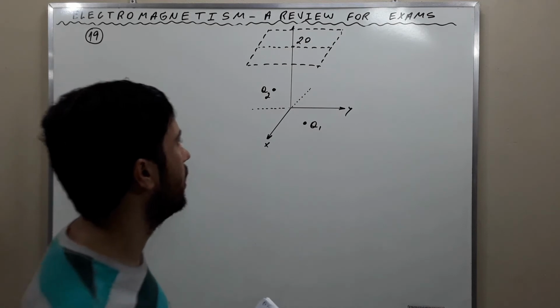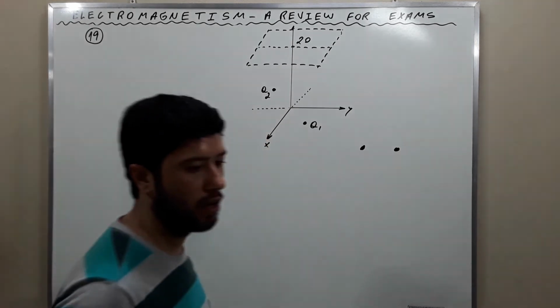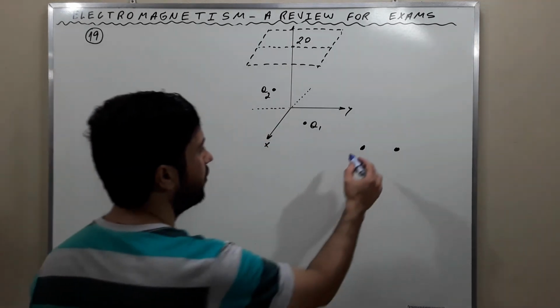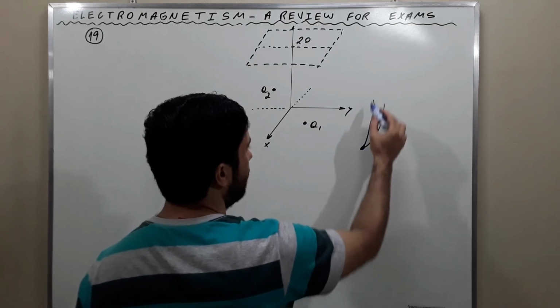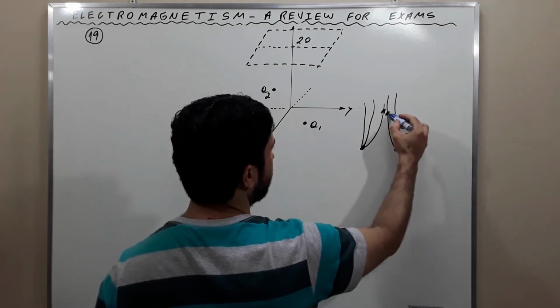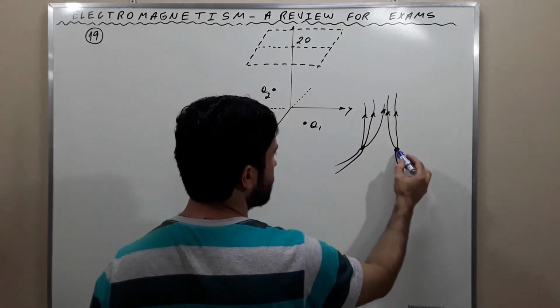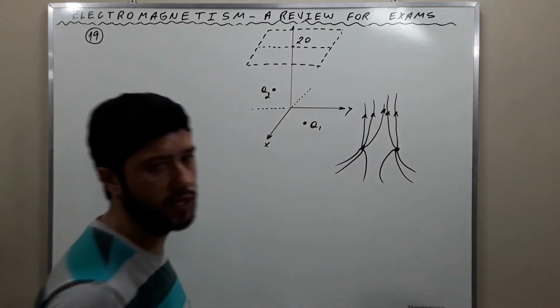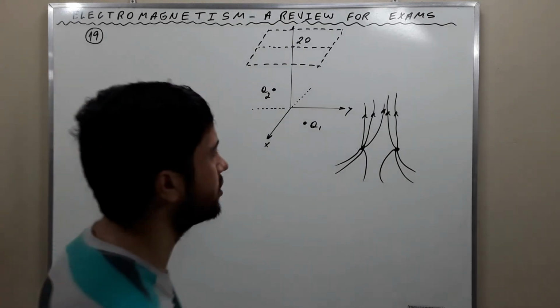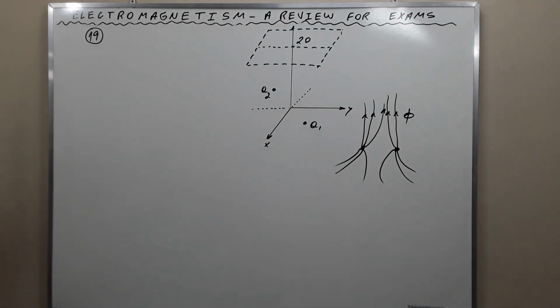Okay? And as the charges are of similar polarities, the flux will go up like this, and down, because they repel each other. The exercise wants us to calculate this flux here. Okay, let's do it. Let's calculate what the exercise wants us to calculate.